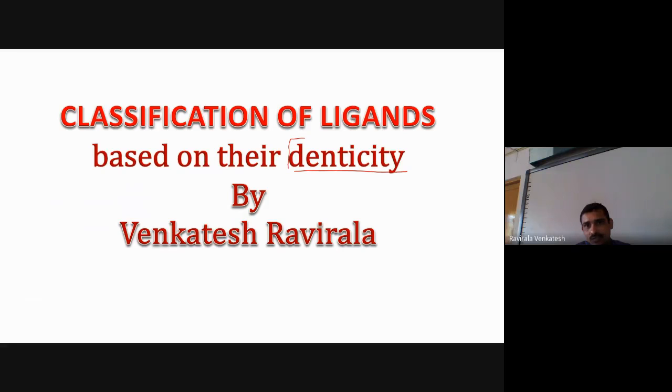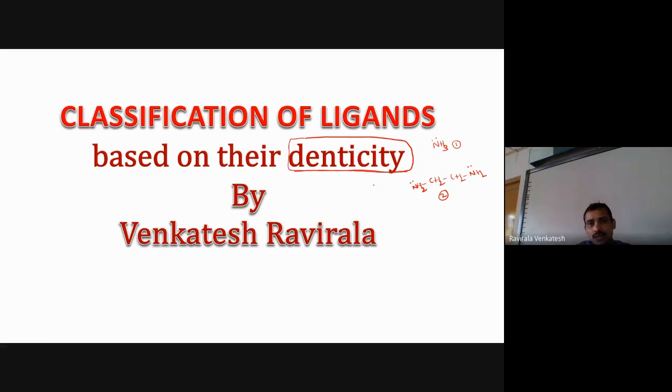Denticity means how many lone pairs a ligand can donate. For example, ammonia can donate only one lone pair, therefore its denticity will be 1. If I take ethylenediamine, CH2, CH2, NH2, in this case there are 2 nitrogens, one here and the other here. Now it can donate 2 lone pairs, so the denticity for this one will be 2, and for the other one it will be 1.